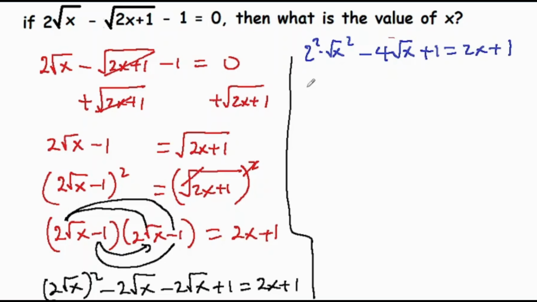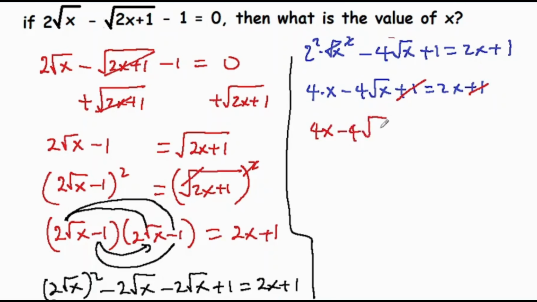Alright, so 2 squared, that is 4. The square cancels the square root, so we're going to have x left. Negative 4 root x plus 1 equals 2x plus 1. So 4 times x, that's 4x. These two, plus 1, cancel out. So we have 4x minus 4 root x equals 2x.